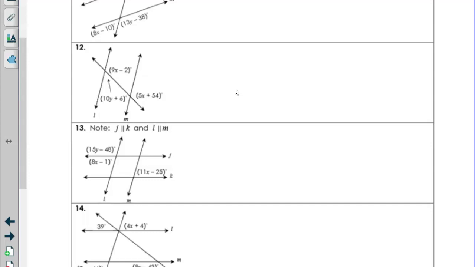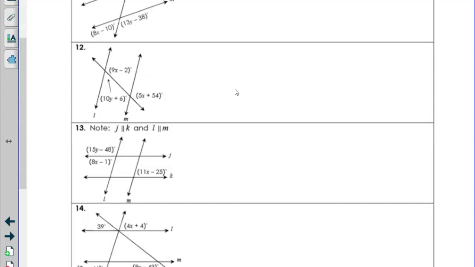Solve for x first. All right, how would I solve for x, Owen? 8x minus 1 equals 11x minus 25. You're exactly right, but can you explain the reasoning why they're equal? Because I can't connect these two groups, right? There's no transversal, but what can I connect?